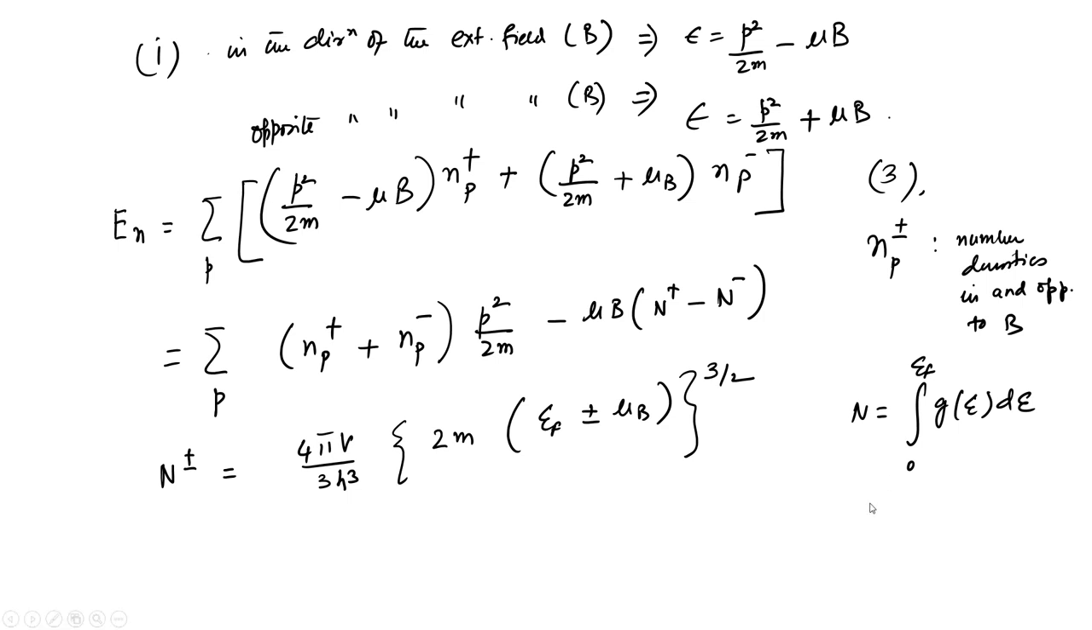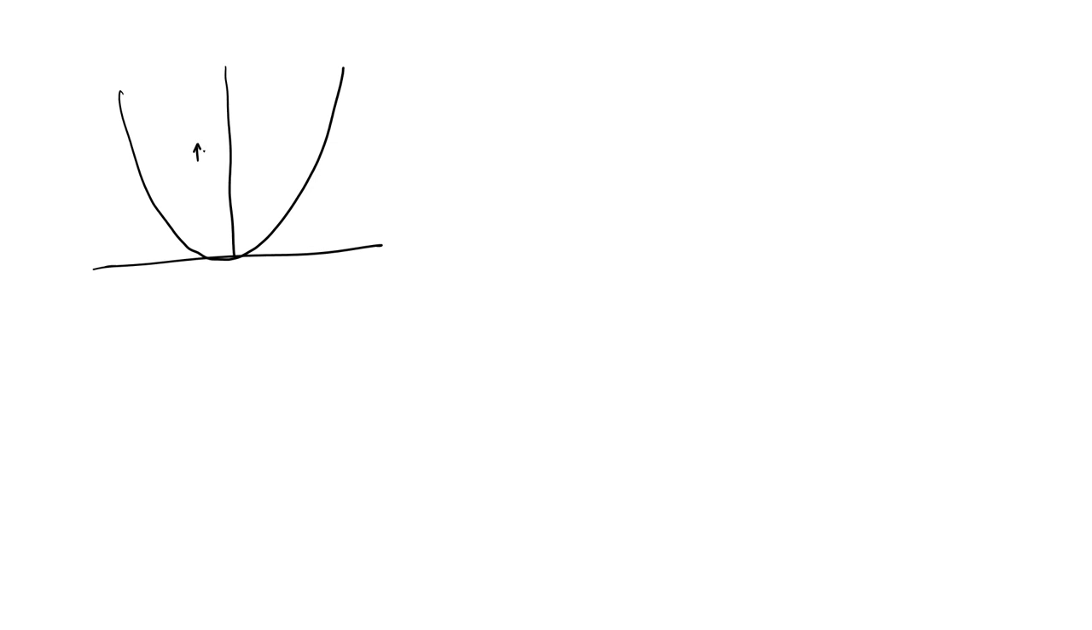So if you are interested in knowing what kind of picture emerges, we have p square over 2m without any field. So we have up and down spins equally populated. So this is, say, the Fermi energy. So the number of up and down spins are the same, and it's a paramagnetic system without any external field. And we are measuring this Fermi energy from the bottom, say this.